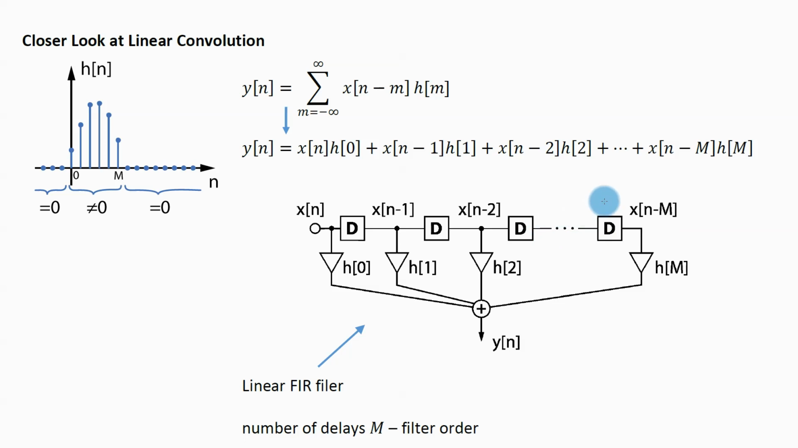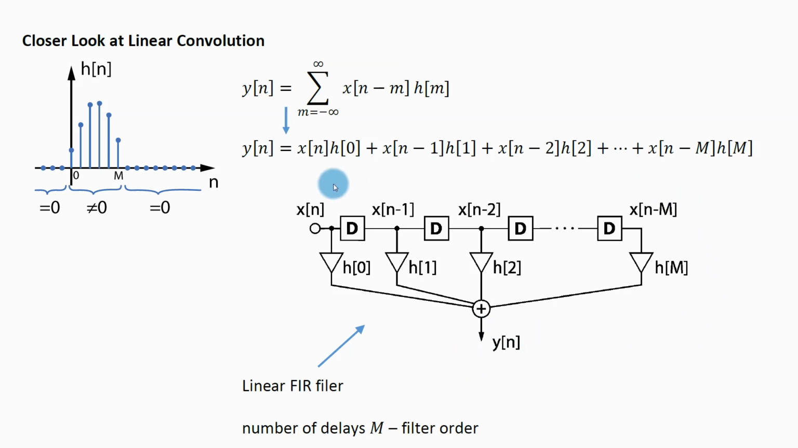And so on and so forth, all the way to my signal delayed by capital M samples, which I need to multiply by h of capital M, and that is being done here. The last thing I need to do is to add everything up. That is being done here, and I will get my filtered signal.